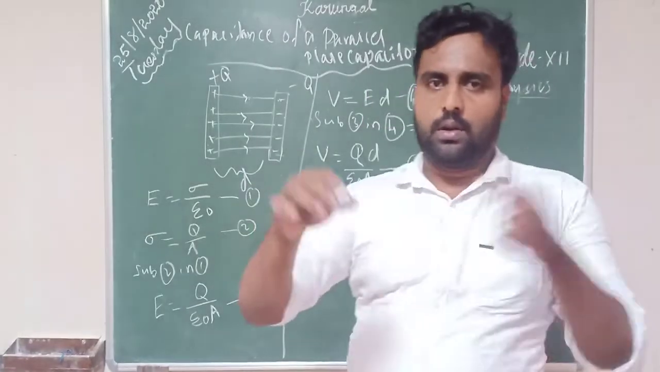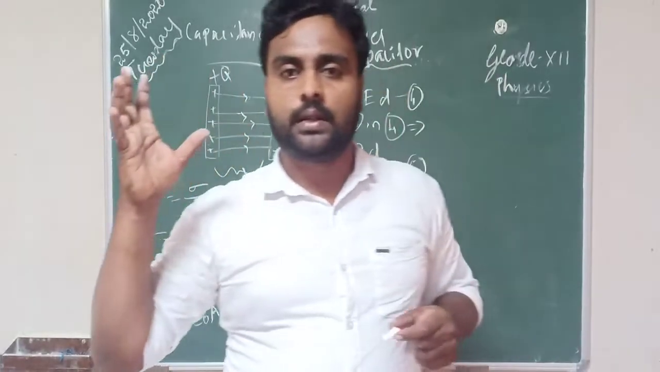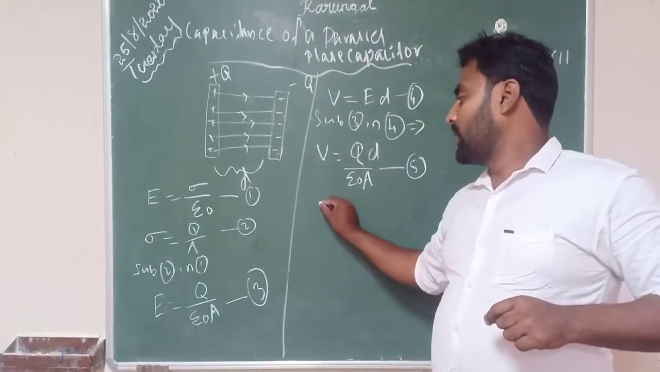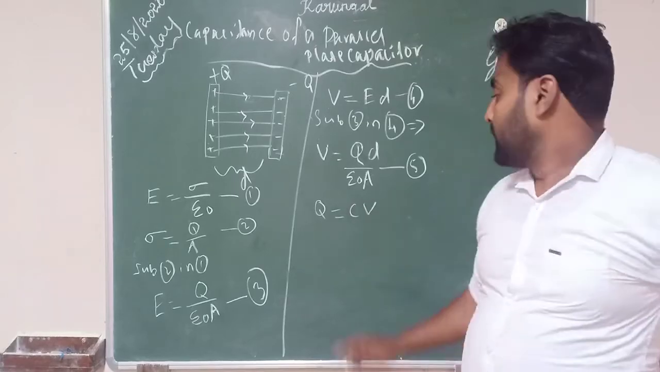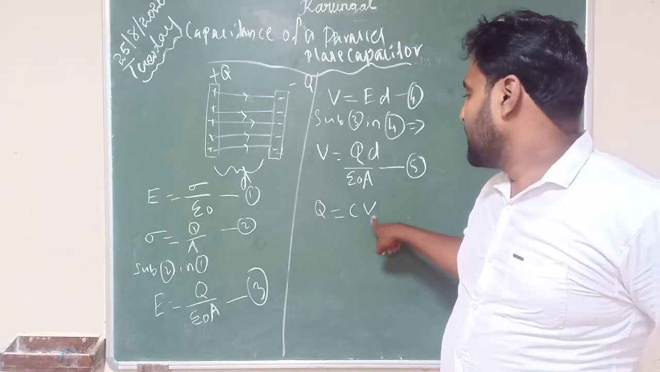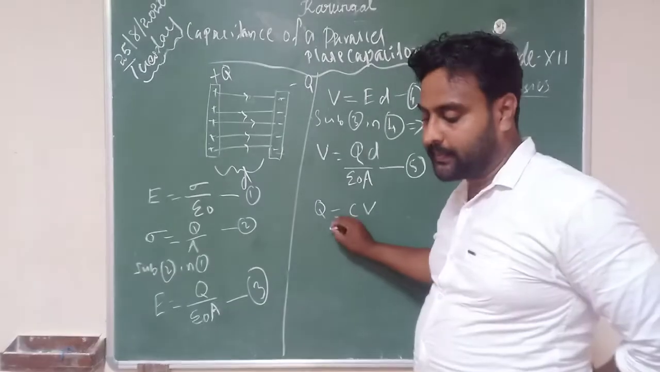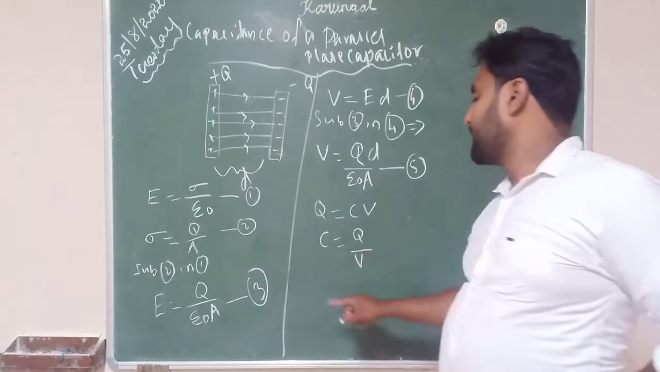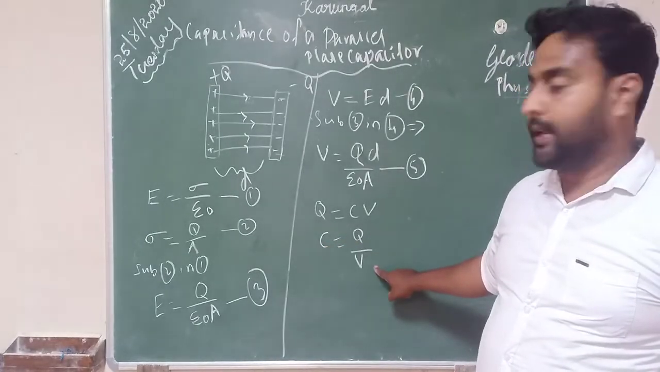Now how to find the capacitance of a capacitor? We all know the basic, general formula for capacitance: Q equal to CV. So from this formula we can find C equal to Q by V. Capacitance of a capacitor, C is equal to Q by V.